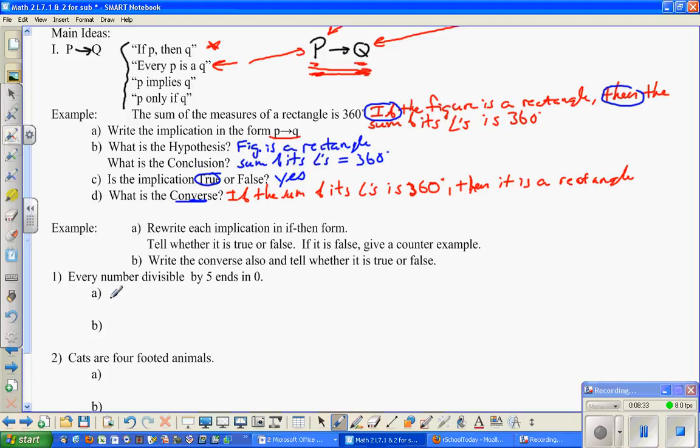Every number divisible by 5 ends in 0. So to put it in if-then form, we would write: if a number is divisible by 5, then it ends in 0. Is that false? Well, let's think of a number, 25, for example. 25 does not end in 0, yet it's still divisible by 5. This is false. And a counterexample is you proving it false.